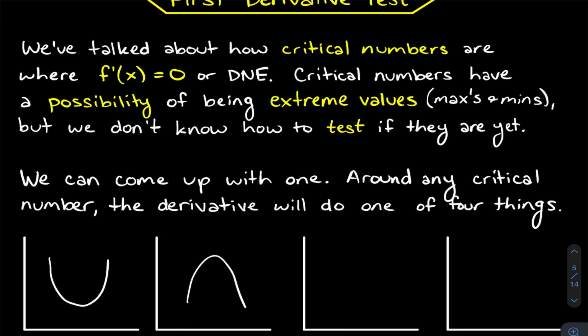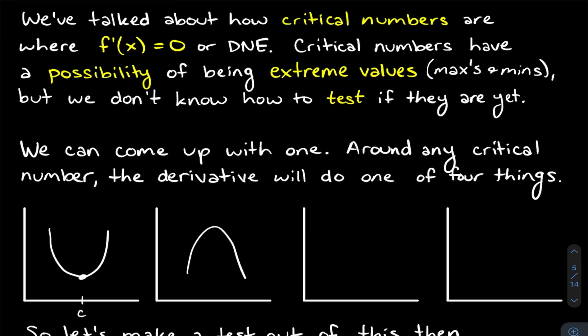You could get a graph that looks like this, where these are your critical numbers. You could get a graph that looks like this. This is a critical number. You could get a graph that looks like this. Oh, I always mess up with this one. There. Where this is a critical number. Okay? So here's the differences. Here you have a critical number, right?